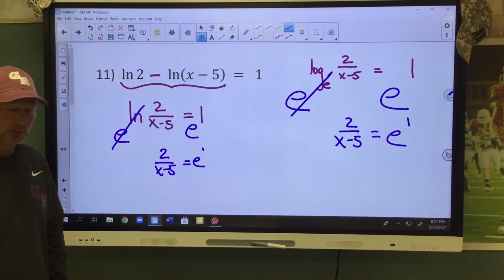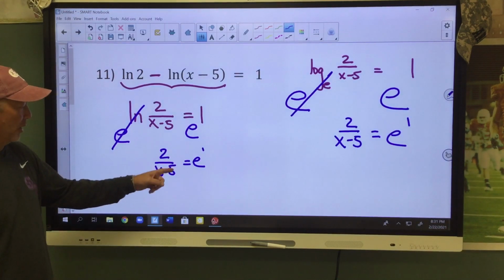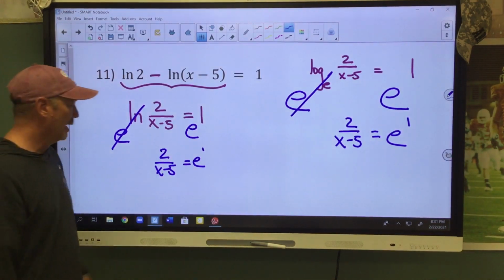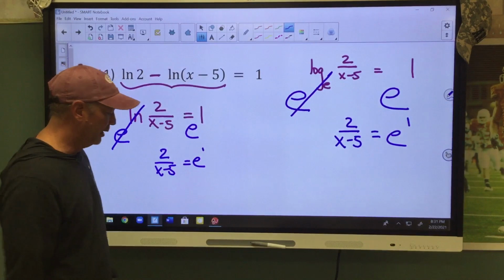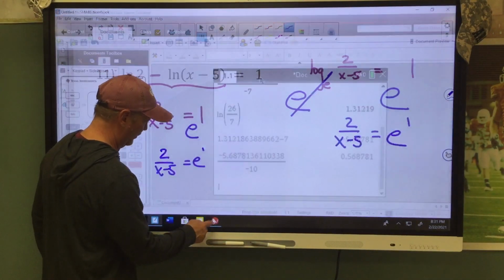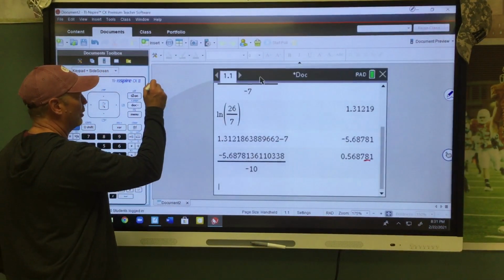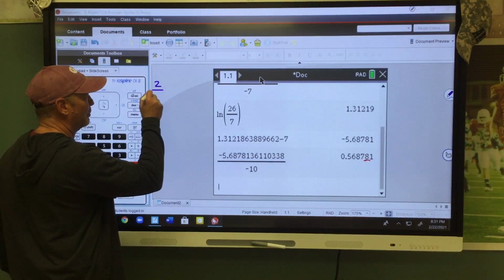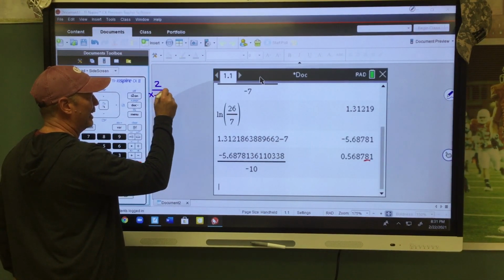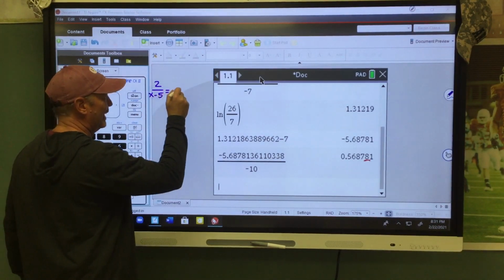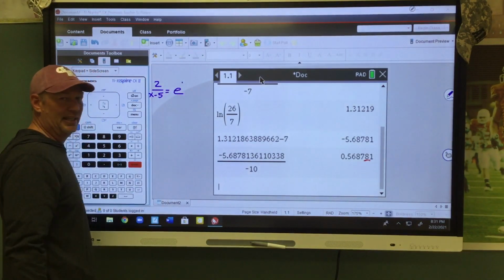Did I lose you? All right, so here we go. We need to work on this equation. Do you know what e to the first power is? Okay, let's go to our calculator. And I get 2 over x minus 5 equals e to the first power, or just an e.